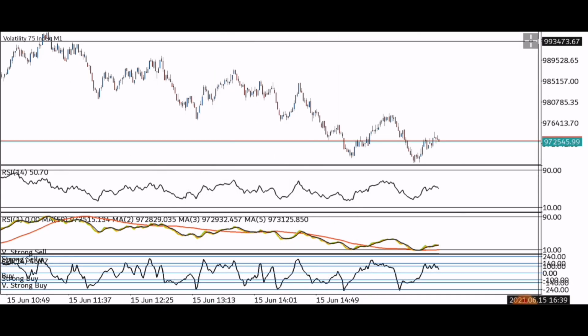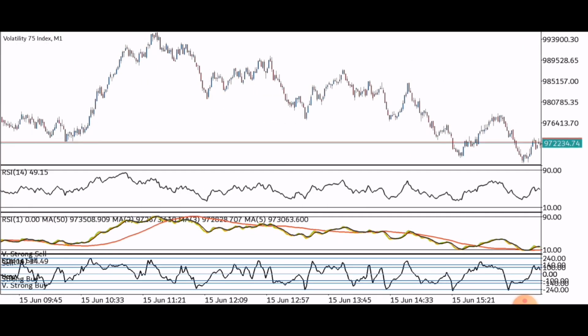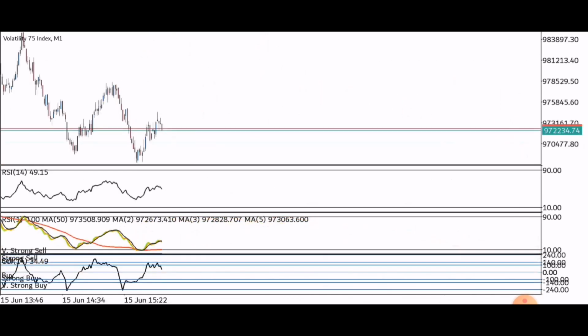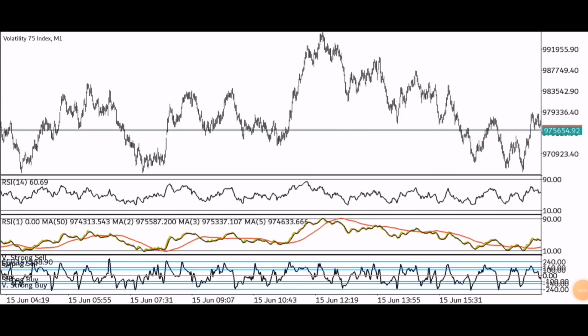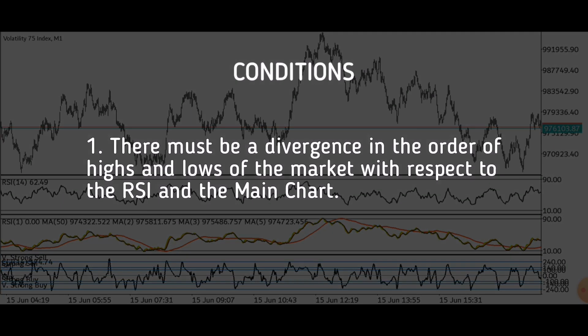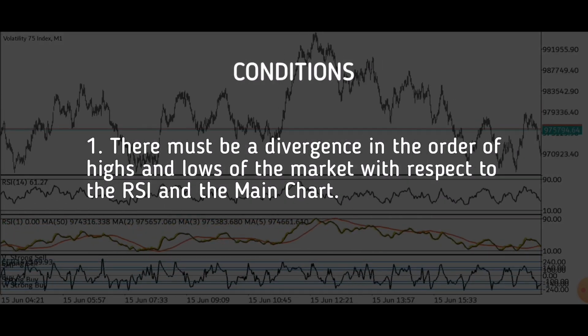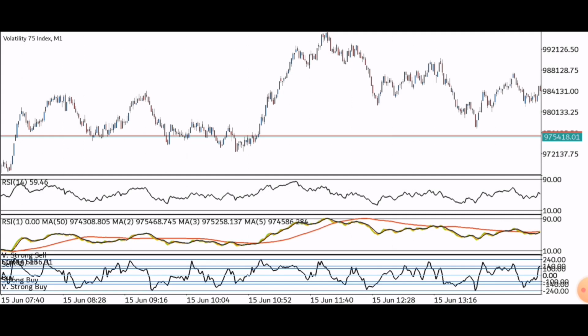Now let's see how we can apply each of these indicators and some other conditions that you're going to look out for when you want to trade these assets. The first condition has to do with the RSI in the indicator window 1, and it states that there must be a divergence in the order of highs and lows of the markets with respect to the RSI and the main chart. Now I'm just going to show you that quickly.